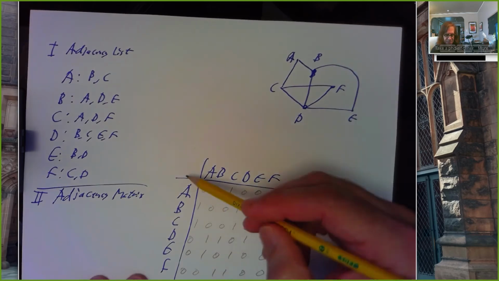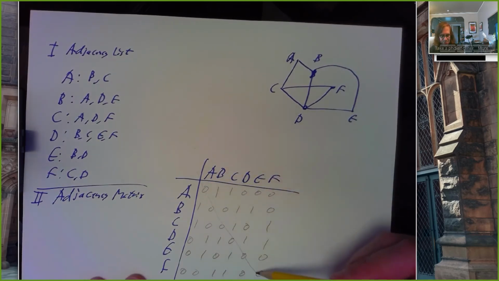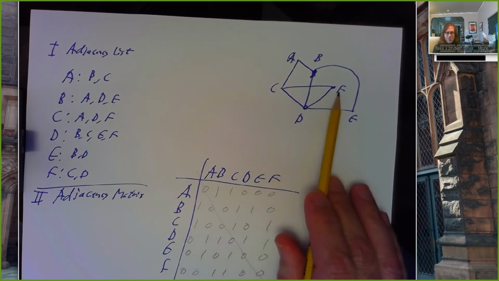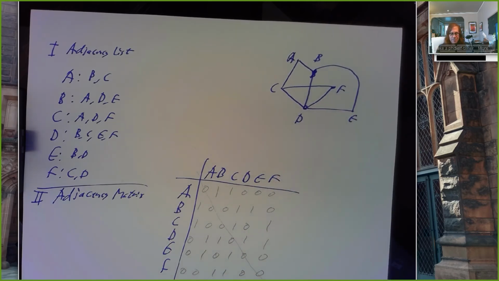And in this case, you may notice that this matrix is symmetric. If I go to a row and a column, I find the same values if I go to that column and row. And that's got to be the case because in an undirected graph, if there's an edge from C to F, there's also an edge from F to C. That just kind of makes sense.